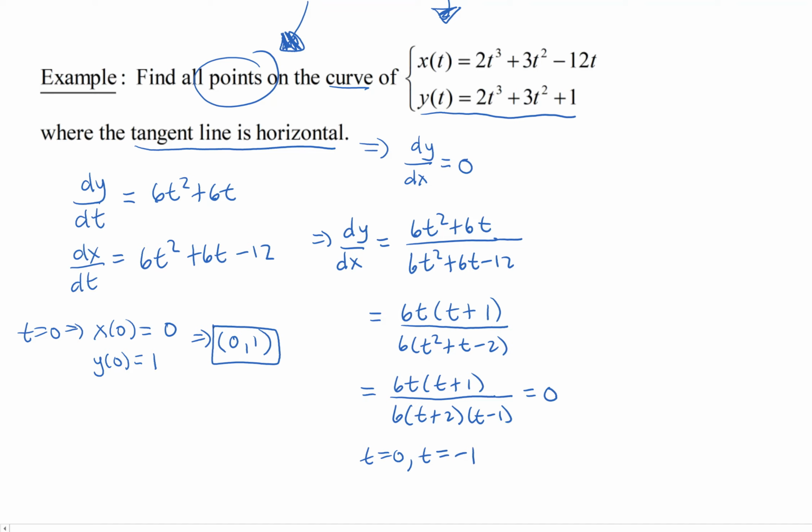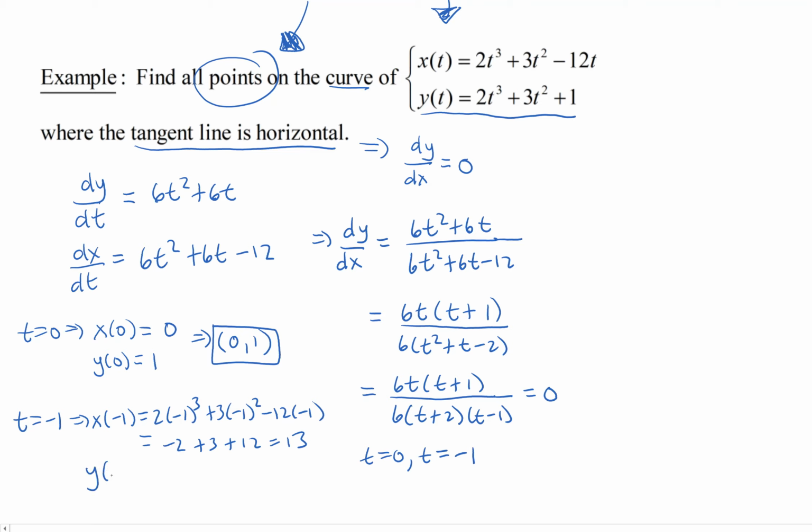The other location, t equal to negative 1, gives a little more involved result. x of negative 1, plug it in. We'll get 2 times negative 1 cubed plus 3 times negative 1 squared minus 12 times negative 1. What do we get? Negative 2 plus 3 plus 12, and that is 13.